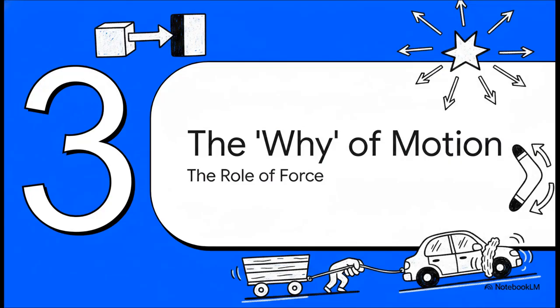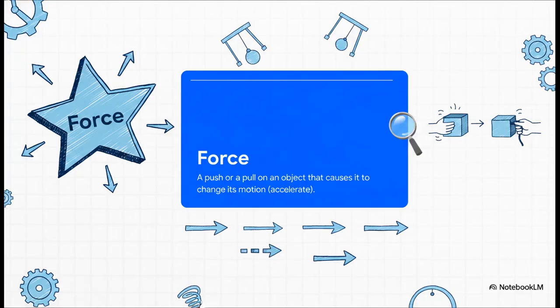Okay, so we've got the language down. We know how to describe motion. Now for the really fun part. Why does any of this happen? What's the thing that makes an object speed up or slow down or change direction in the first place? Well, the answer to that is the absolute star of the show. And that star is force.